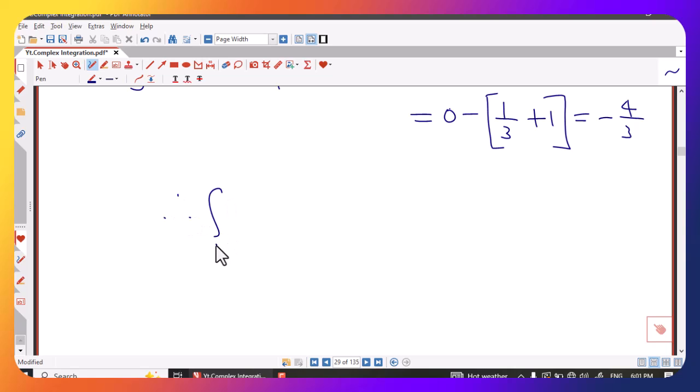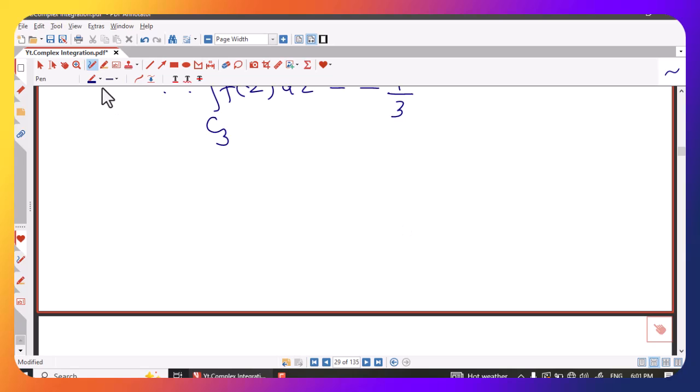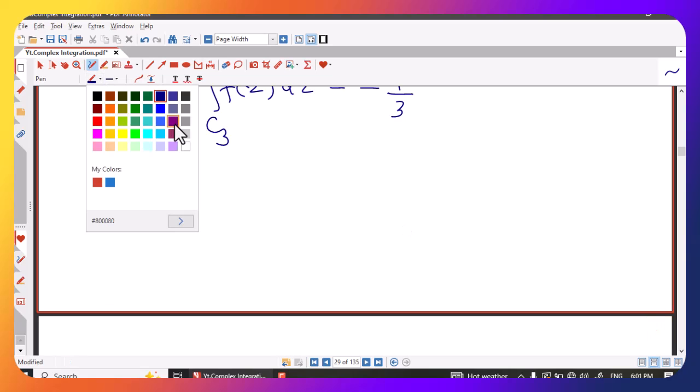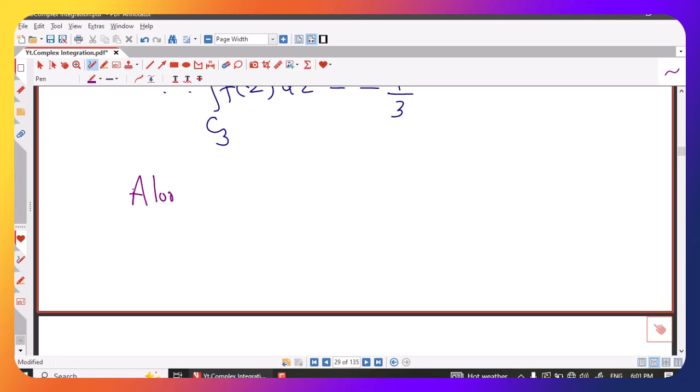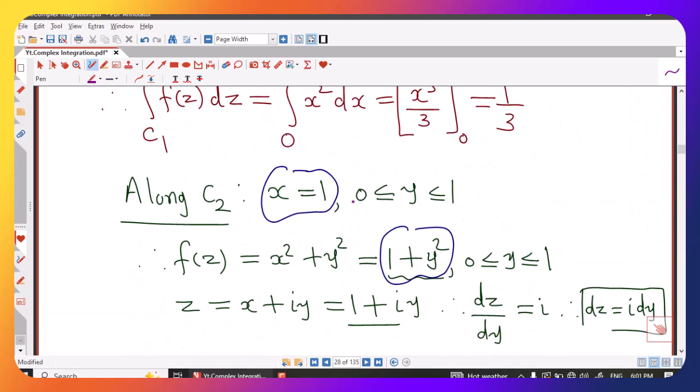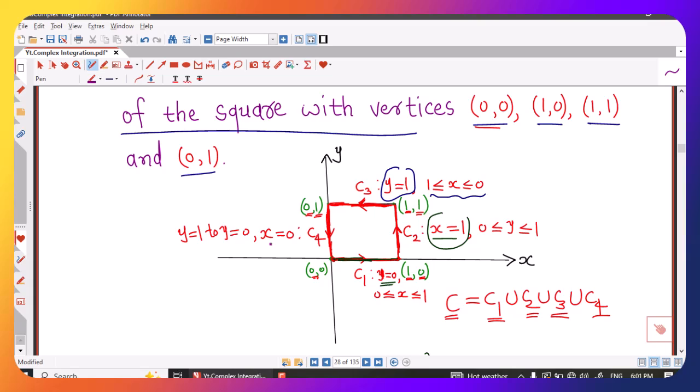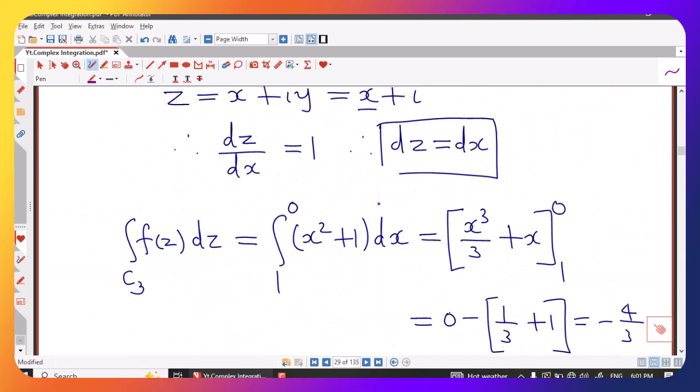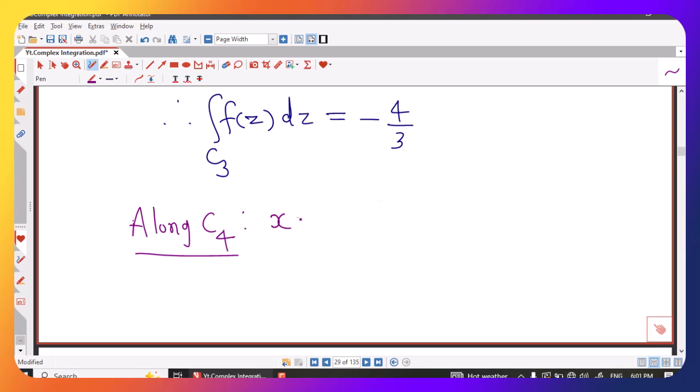So we have obtained the integral along C3 of f(z) is minus 4 divided by 3, and finally we integrate along C4. Along C4 we have x equal to 0 because it is on the y-axis, and y is from y equal to 1 to y equal to 0.